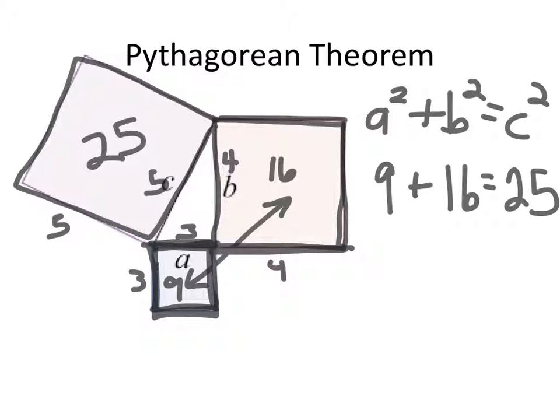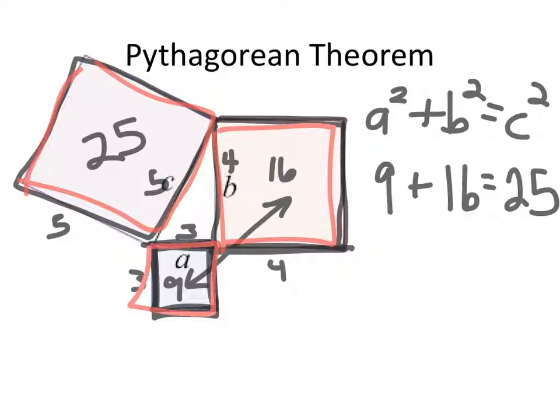A squared plus b squared equals c squared. When students can see something squared as an actual square and not just a number, it's much easier for them to comprehend the meaning of the formula.